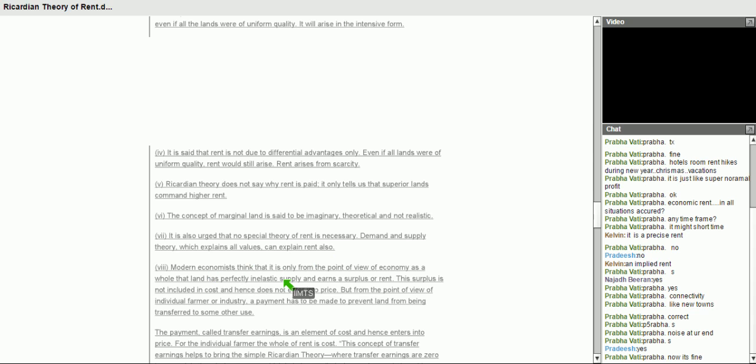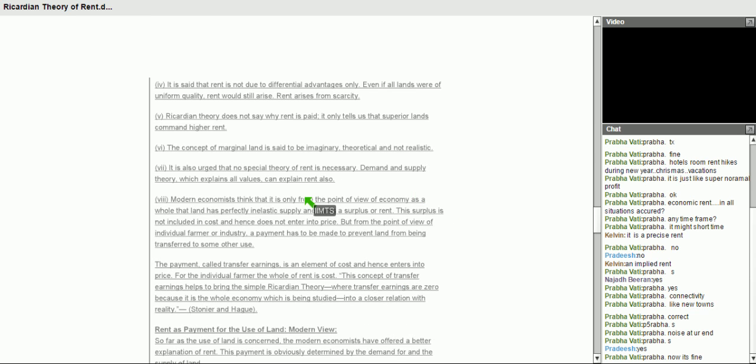Then modern economists think that it is only from the point of view of the economy as a whole that land has perfectly inelastic supply and earns a surplus or rent. This surplus is not included in cost and hence does not enter into price. But from the point of view of an individual farmer or industry, a payment has to be made to prevent the land from being transferred to some other use. Whatever the farmer is paying as rent, he is treating it as a cost. It is going into his cost of production.